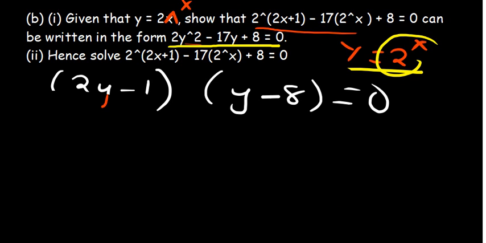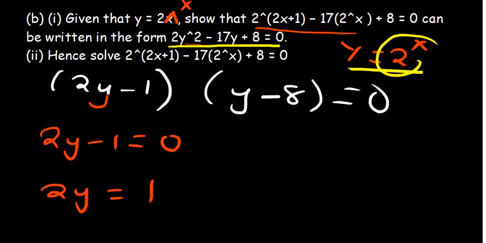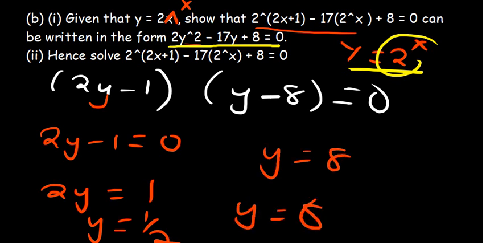So 2y minus 1 is equal to 0. In that case, 2y is equal to 1, so y is equal to 1 over 2. Then the other part, y is equal to 8. So we've simplified it now.